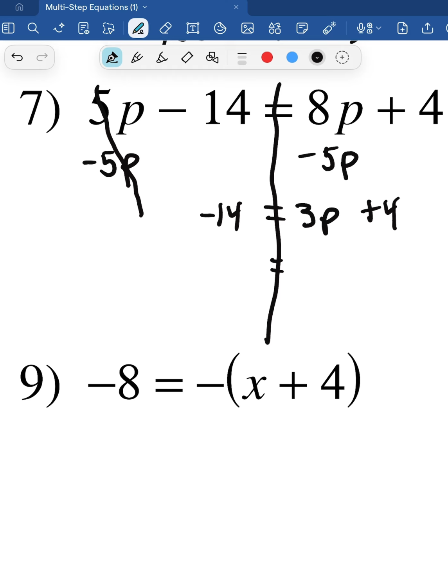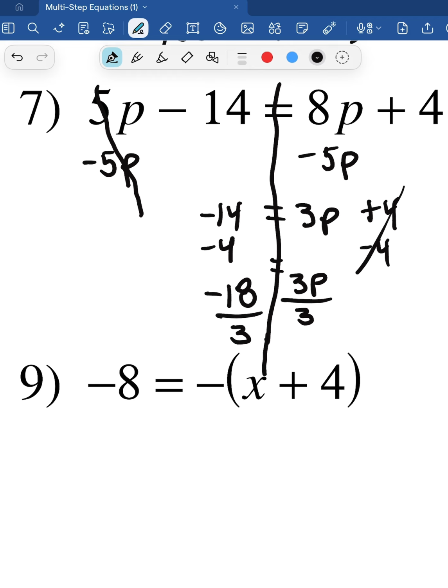We want to get this p all by itself, so we should try to get rid of everything else. We can subtract 4 from both sides. Negative 14 minus 4 is negative 18. This positive and negative 4 cancel out. And one last and final step, what's happening to that p currently? Well, it's being multiplied by 3. How do you undo being multiplied by 3? You divide by 3. These p's cancel out, and you get p equals, what is negative 18 divided by 3? Well, that's a negative 6.